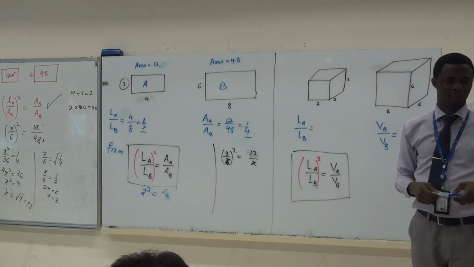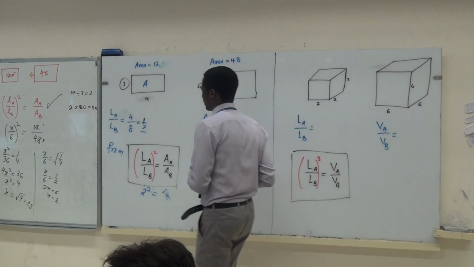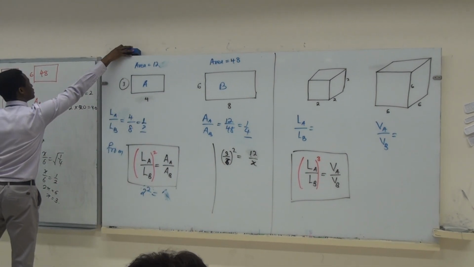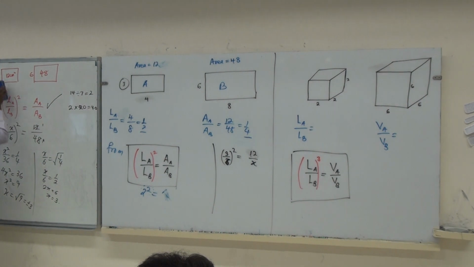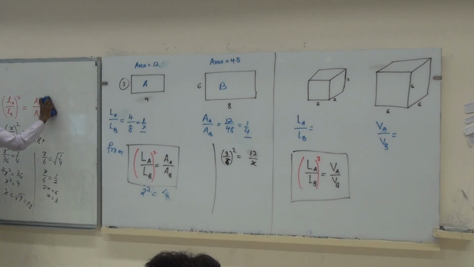Okay? Joey, confused? Not okay. Are you confused? Yeah. Okay. Maybe I write it properly for you. You can just copy what I'm going to write. You don't have to. The area of shape B.